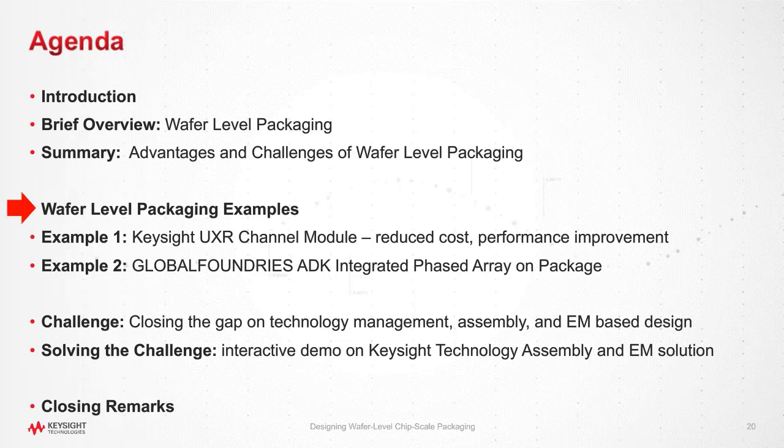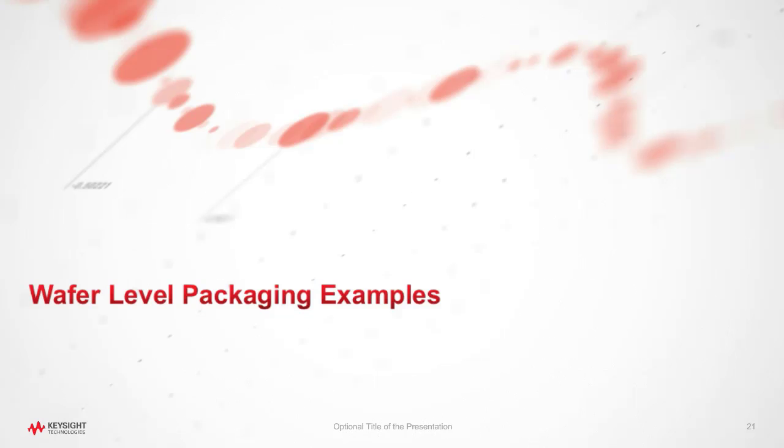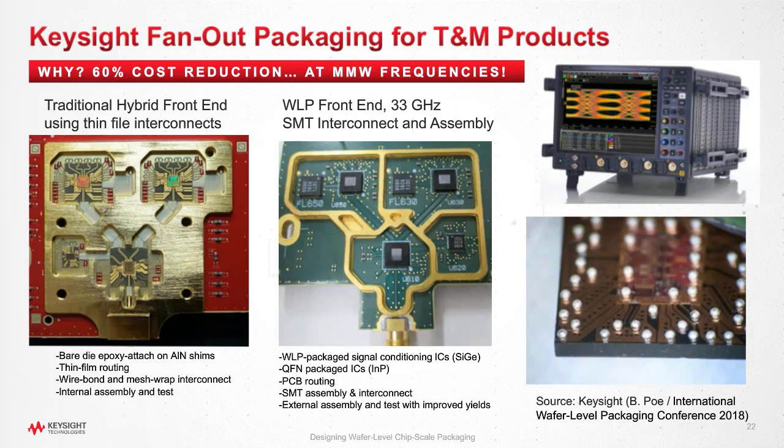Okay, so let's move on to some wafer level packaging examples. I just want to give you two really practical examples that I'm pretty familiar with and talk about some of the challenges and some of the possibilities. We can look at these as representative examples. The first one is kind of fun because this is actually something that's in one of our Keysight instruments. This is our UXR. It goes up to 33 gigahertz. And inside of that, there are wafer level packages.